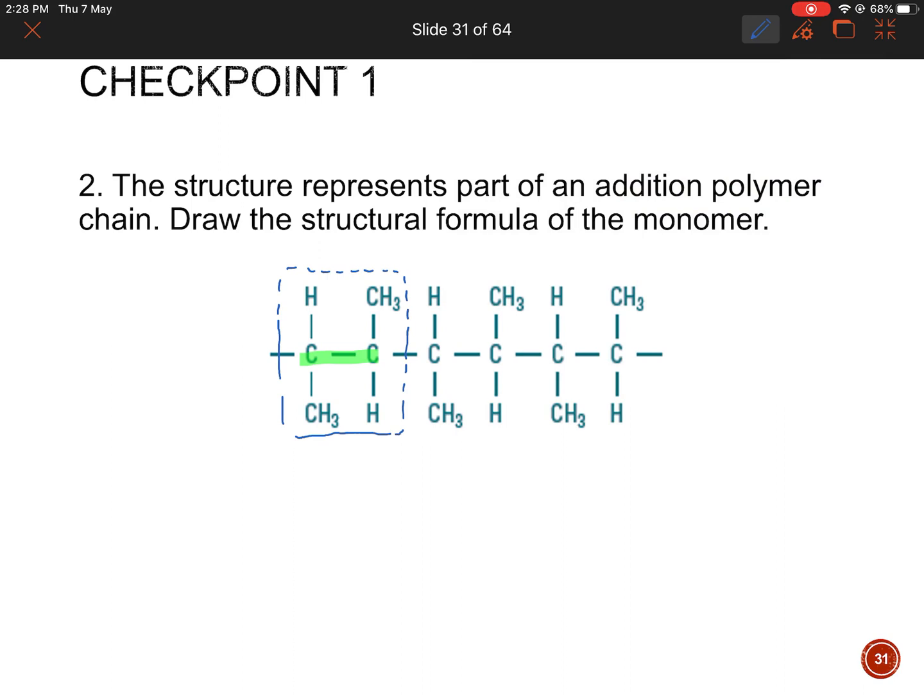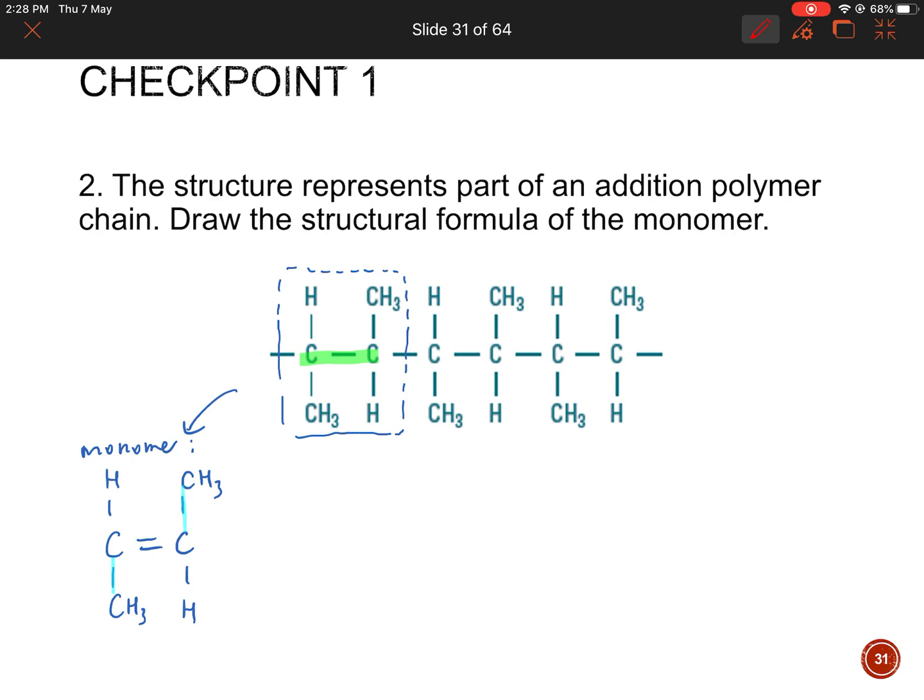So let's do that. The monomer will just be double bond, and then the rest of the molecule remains intact, no change. Once again, take note, the line should be between carbon to carbon. Okay, so this is your monomer, done. Are you able to name this monomer? What is the name of this monomer?